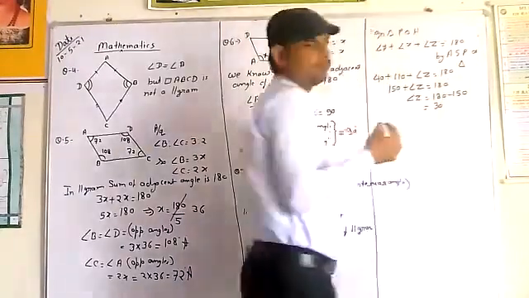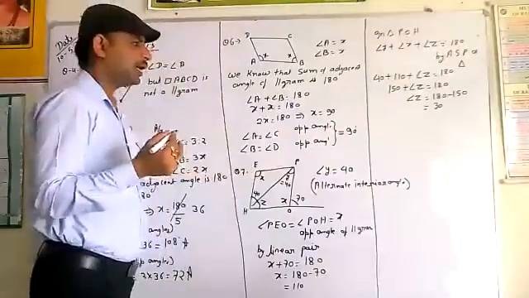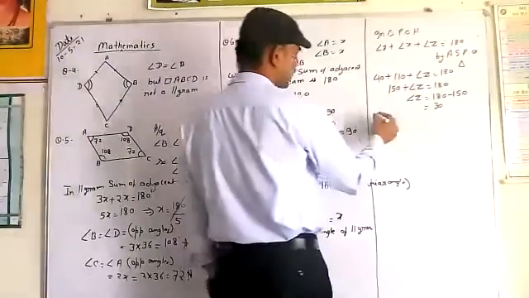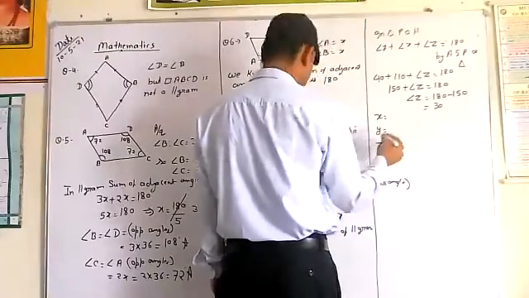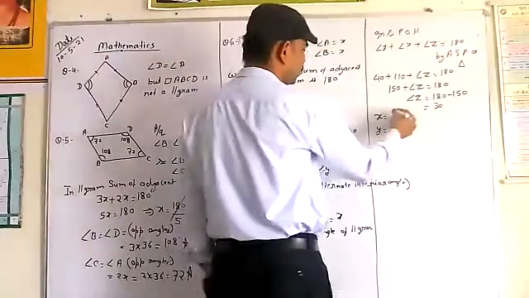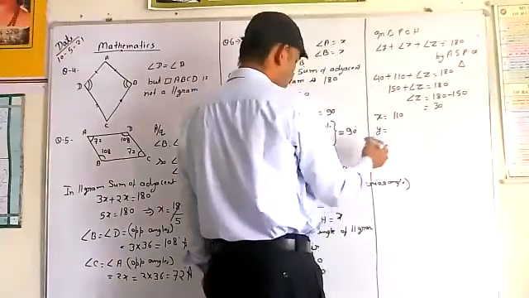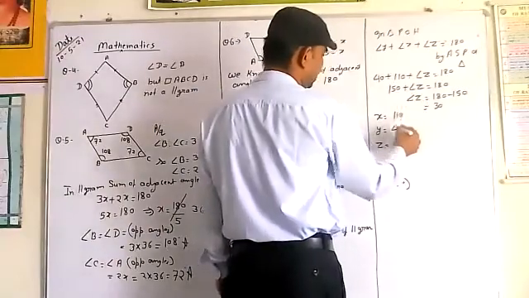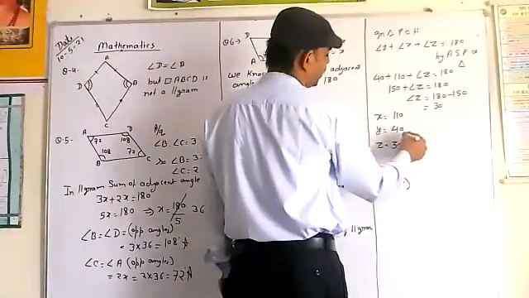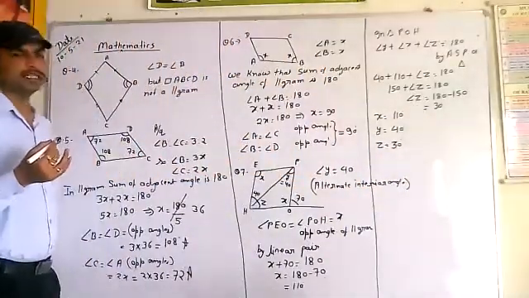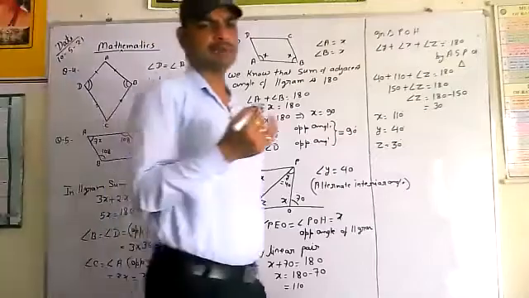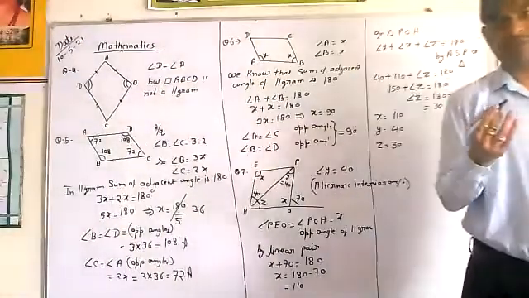that is equal to 30 degrees. So students, here x is equal to 110, y is equal to 40 and z is equal to 30 degrees. These are the three angles which are represented by algebraic expressions x, y and z.